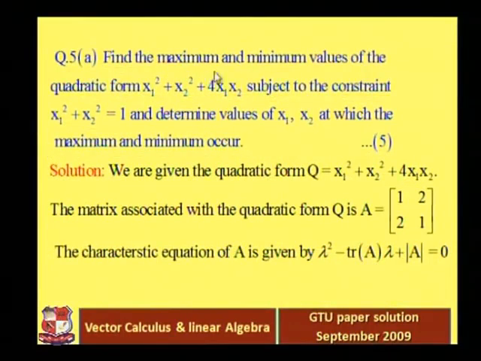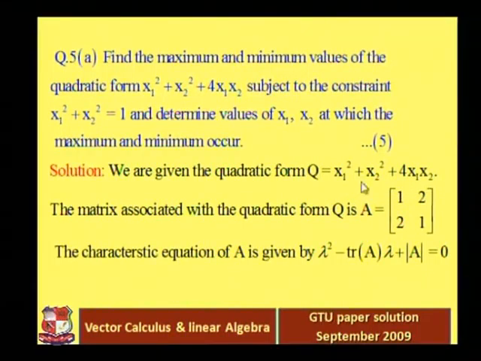So find the maximum and minimum values of the quadratic form x1 square plus x2 square plus 4x1 x2 subject to the constraint x1 square plus x2 square is equal to 1. Next question, right? Determine values of x1 x2 at which the maximum and minimum occurs. So we are given that quadratic form q is equal to x1 square plus x2 square plus 4x1 x2.